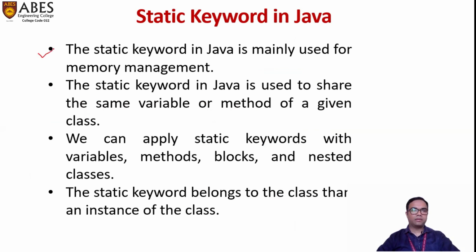So basically, the static keyword in Java is mainly used for memory management, and it is used for so many things. You can use the static keyword for a variable, for a method, for static blocks, and for nested classes. There are many different ways to use this keyword. Basically, the static keyword belongs to the class rather than the instance of the class. We will explain these things with the help of a practical implementation also.